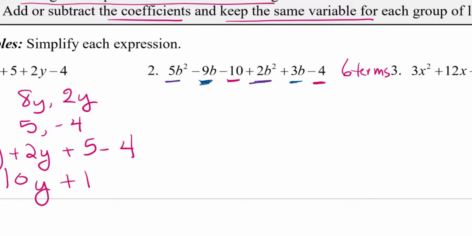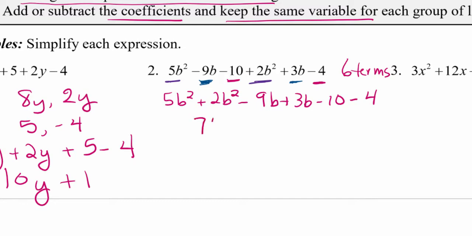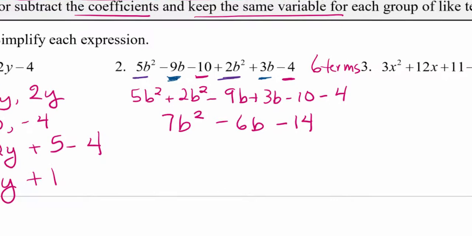So 5b squared plus 2b squared. We kind of rearrange these, right? And then the -9b is going to be next to the 3b. And the -10 with the -4. Add the coefficients, keep the variables and their exponents. So 7b squared, and then minus 6b minus 14. So notice how we worked with the coefficients, but we kept the variables and the exponents the way they were.